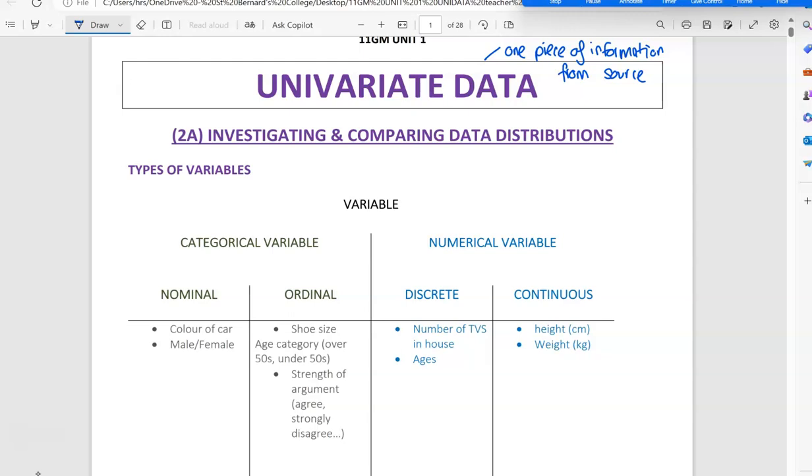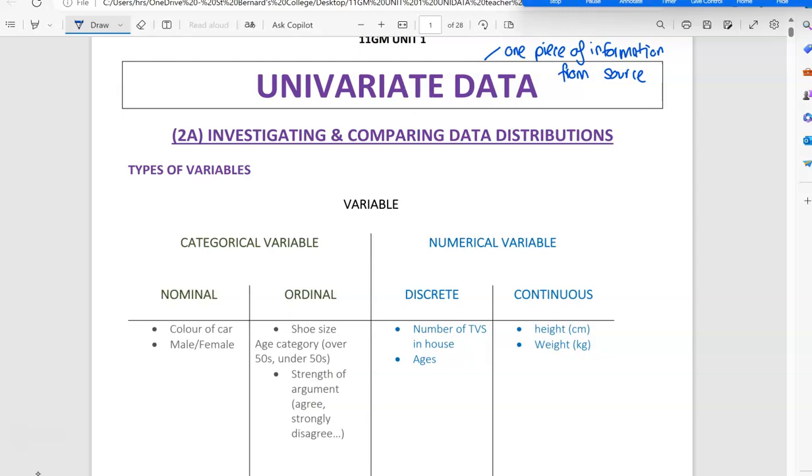When we move into bivariate data, we're getting two pieces of information from the source. So we might have your height and weight from everyone. So that's two. With univariate, we're just going to look at one piece of information.